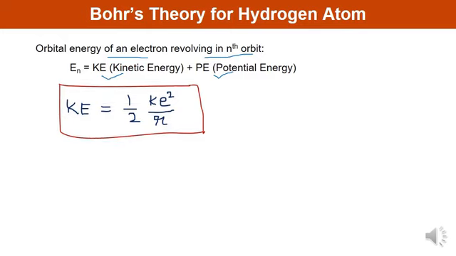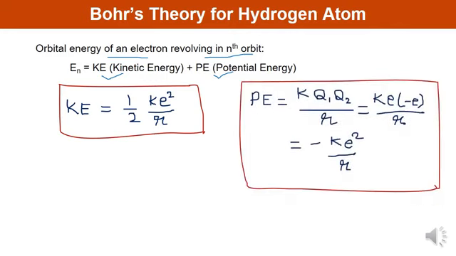Kinetic energy can be written as 1/2 k e²/r, where e² comes from Q1 times Q2. And potential energy you can write as k Q1 Q2/r. Here Q1 is e and Q2 is minus the charge on the electron, so this term comes out as minus k e²/r, while kinetic energy is 1/2 k e²/r.